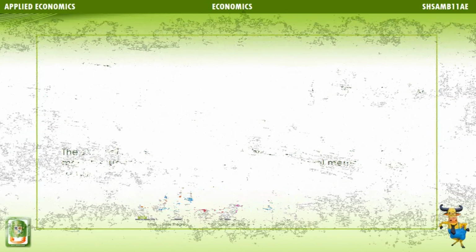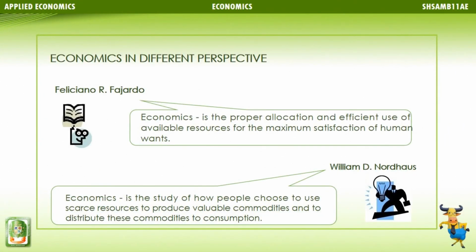Economics from different perspectives. According to Feliciano R. Fajardo, economics is the proper allocation and efficient use of available resources for the maximum satisfaction of human wants. And according to William D. Nordhaus, economics is the study of how people choose to use scarce resources to produce valuable commodities and to distribute these commodities for consumption.